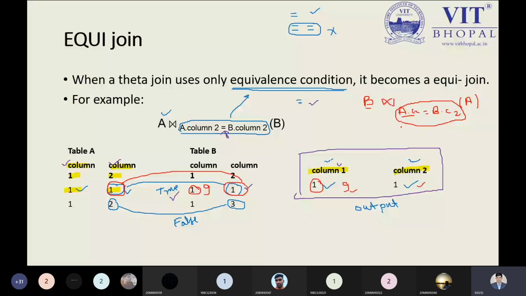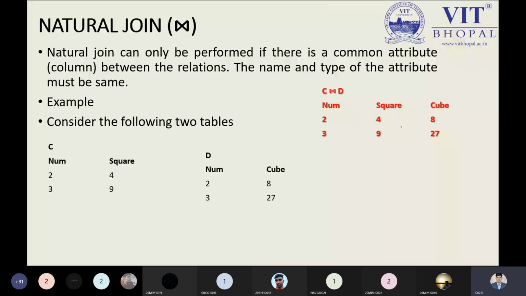Next we have the natural join. Natural join is a little bit different from the other kinds of join. So far we have seen the theta join and equijoin. Natural join is saying that there should be a common attribute between our relations. That is the first point we have to keep in mind.